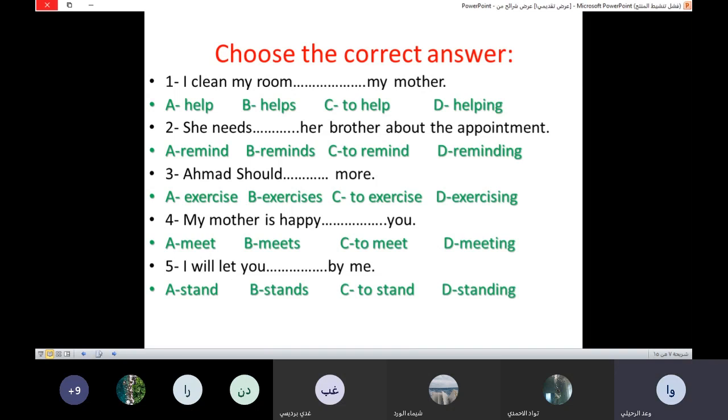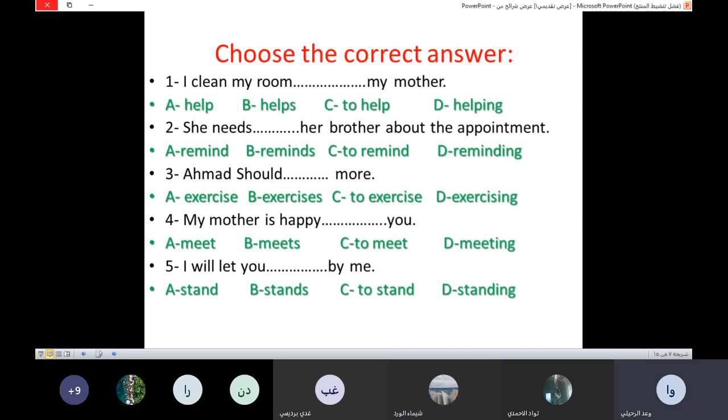Okay, number two, she needs what? She needs her brother about the appointment. To remind. Yes, thank you, Shaima. To remind. Do you know the meaning of remind? تذكير. Yes. Okay, thank you.